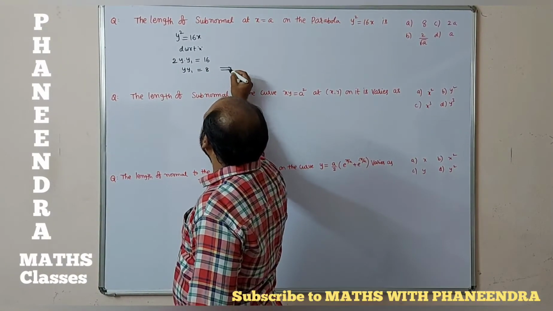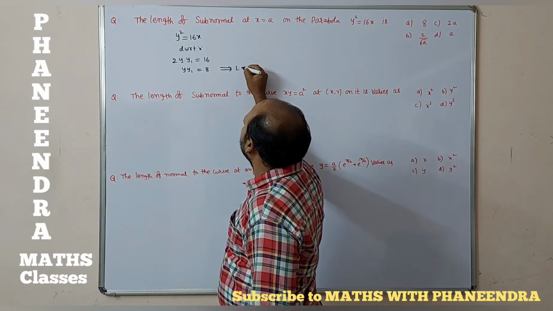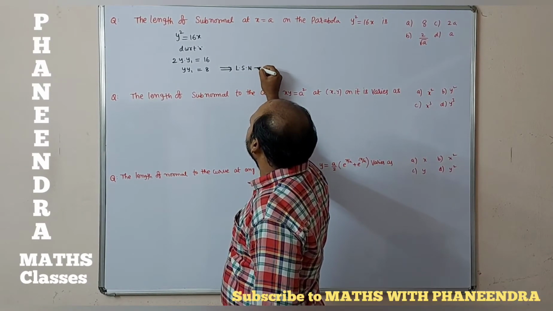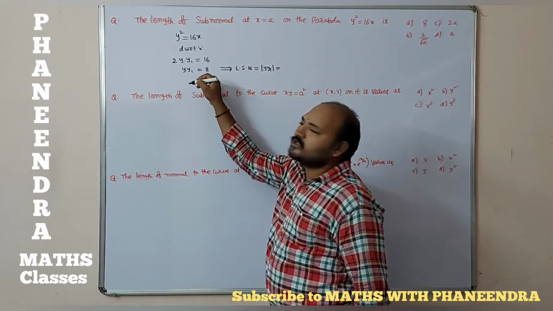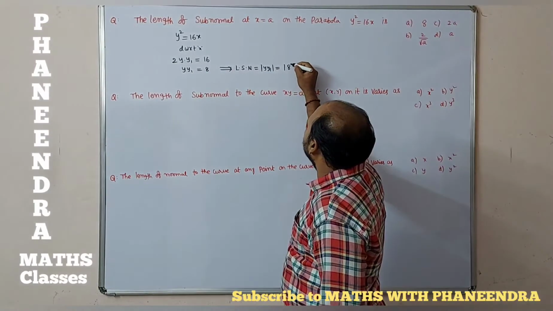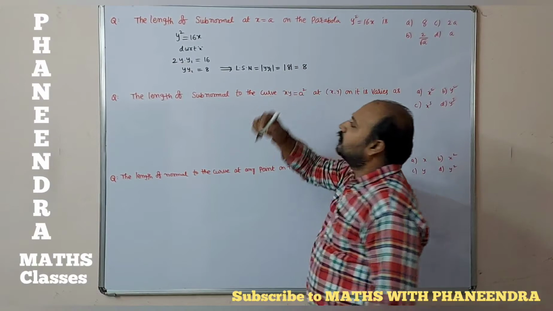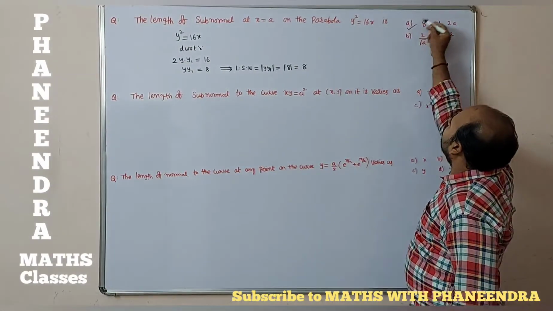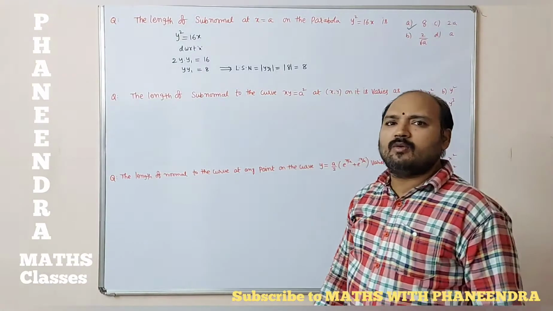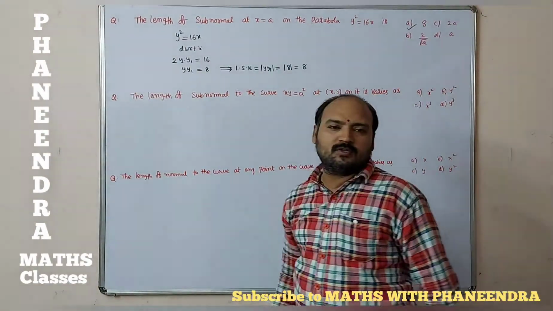That implies that what is y1? Length of subnormal only, LSN is equal to mod y1. That is equal to y1 value is what? Mod 8. So plus 8. Here there is no x value, y value. Directly we can write the value of length of subnormal, y1 formula for that.